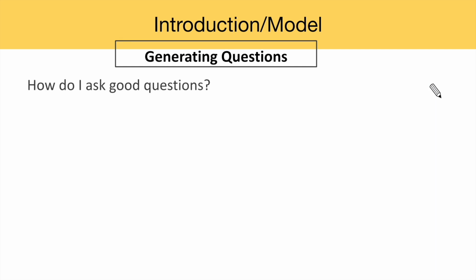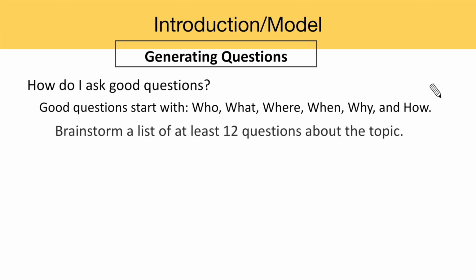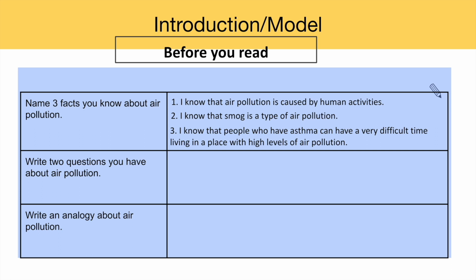Generating questions. How do I ask good questions? Good questions start with who, what, where, when, why, and how. Brainstorm a list of at least 12 questions about the topic. Here are some question starts to help you generate good questions. Why? What are the reasons? What if? What is the purpose of? How would it be different if? Suppose that. What if we knew? And what would change if? So let's use those question starts to generate some good questions.